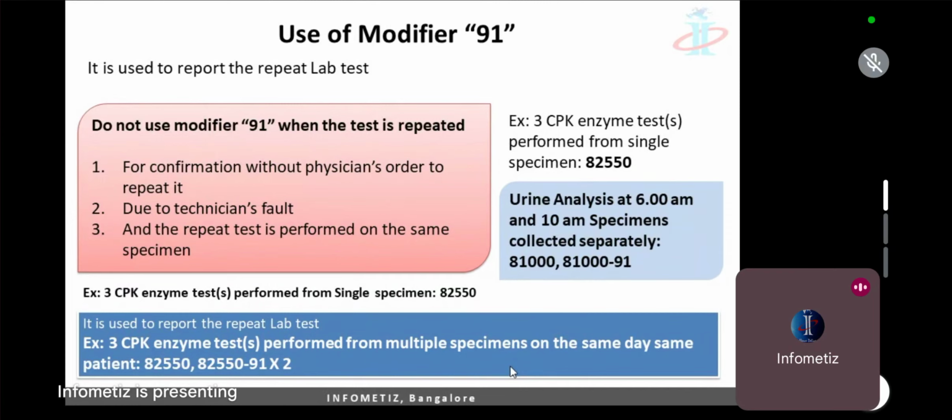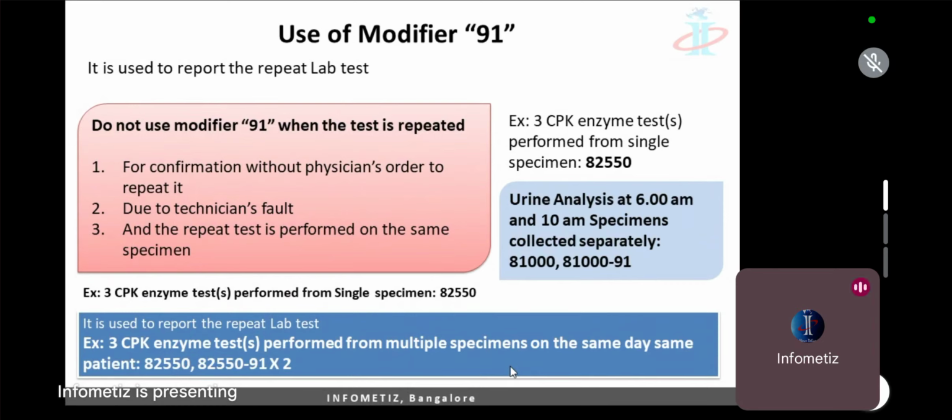And when we cannot use 91 modifier, although they are repeating the test: first one, if it is not ordered by doctor. If the pathologist said, "Ma'am, you give me two samples, I will do that." No. Doctor should order. Second, if it is because of a technician's fault, what I told you, you got a call from the pathologist. They said, we missed your sample. Can you please come again? No need to add 91 modifier on the second code. You cannot put second code.